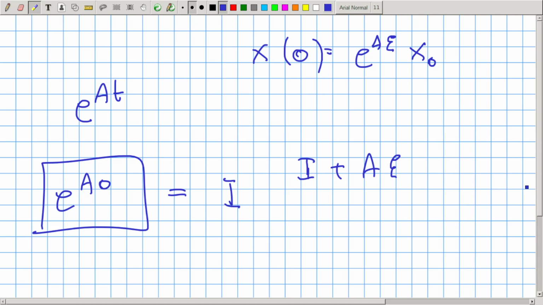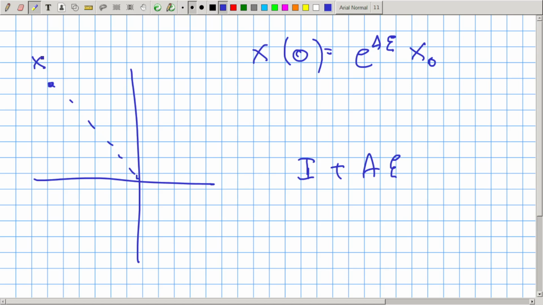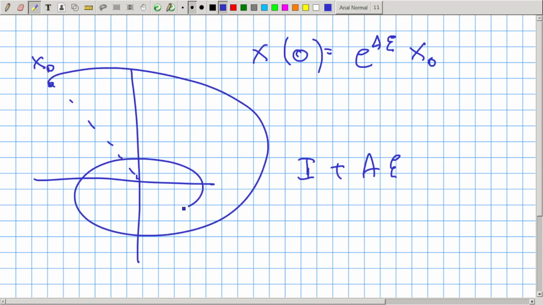Now, x0. I start here. Let's pretend that my system is a spring-mass system. It does something like this. Is it a spring-mass system, position and velocity, with damping or without damping? With damping.